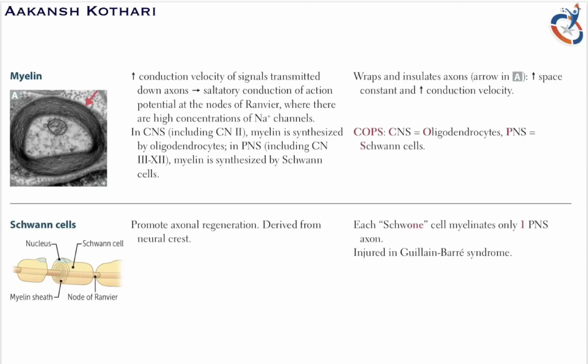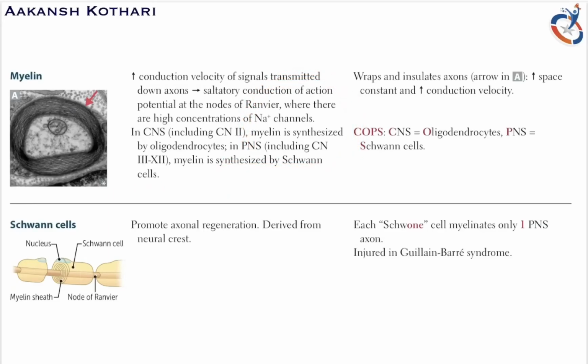Is this clear? Now, in the central nervous system, including the cranial nerve 2, myelin is synthesized by a type of cell called the oligodendrocyte. Whereas in the peripheral nervous system, including cranial nerve 3 and cranial nerve 12, the myelin is synthesized by Schwann cells. I'll talk about Schwann cells in just a while. So, in the central nervous system, it is derived from the oligodendrocyte, whereas in the peripheral nervous system, it is synthesized by Schwann cells. Am I clear?